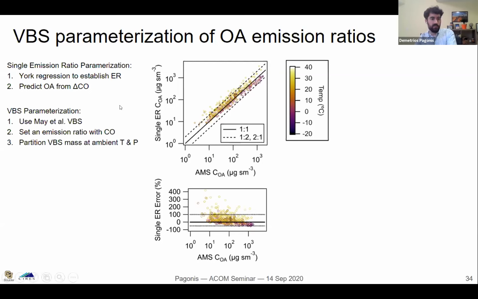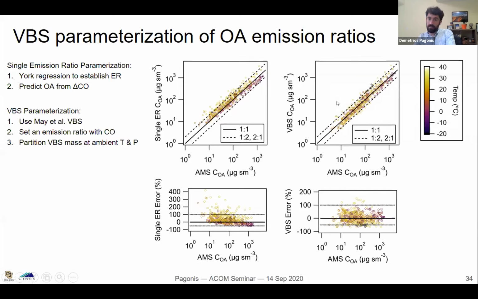So now I'll go ahead and compare this to a VBS approach. These are the same steps I outlined before. Once again, we're setting a single emission ratio, but instead of setting it for all OA, we're setting it for an entire volatility basis set. And then we partition the VBS at the corresponding temperature and pressure. And I should, of course, note this is exactly the approach that Andy May recommended in his paper as a way to try to improve estimates of OA concentration.